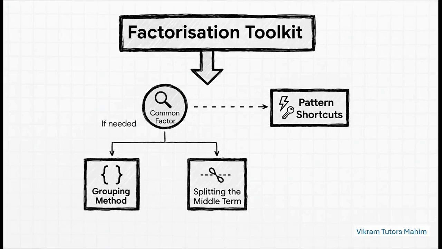So let's wrap this up. What you should take away from all this is a clear game plan, a checklist for every problem. Step 1, always check for a common factor first. If that doesn't work, try the grouping method. If you've got a trinomial, try splitting the middle term. And all the while, keep an eye out for those amazing shortcuts like the difference of squares.